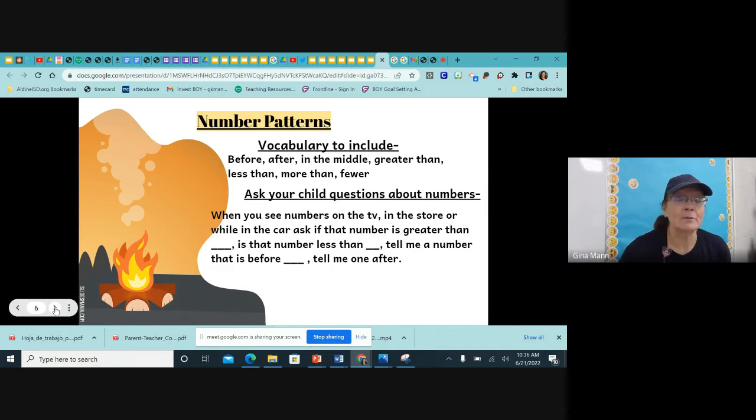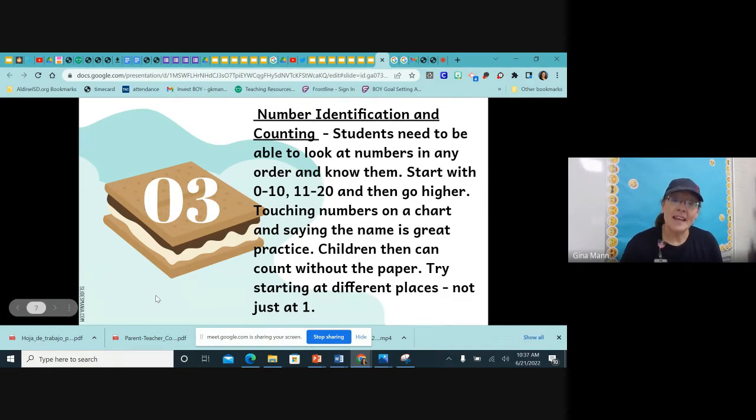Okay, let's move on. The next section, the last one for today, is number identification and counting. Students need to be able to look at numbers in any order and know them. So you first want to start with 0 to 10, then 11 to 20, and then go higher. And just know that those teen numbers are hard, and when you get from 11 to 16, it's a little difficult.